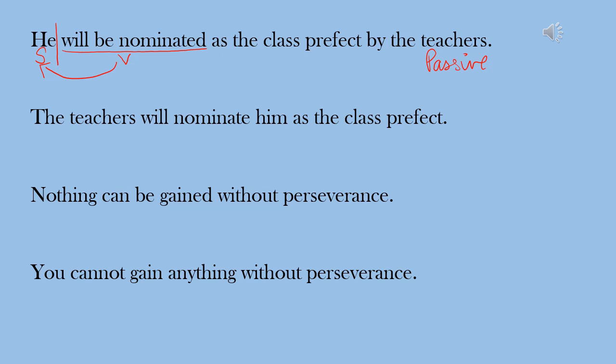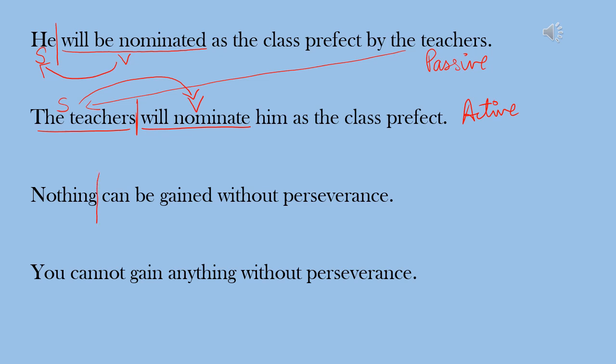Let us transform it into active voice. First of all, we are changing the subject. The teachers will nominate him as the class prefect. So the teachers are the subject, will nominate him as the class prefect, that is the predicate. Will nominate is the verb or the action that is being done. And who is doing the action? The action is being done by the teachers. So now the sentence is transformed into the active voice.